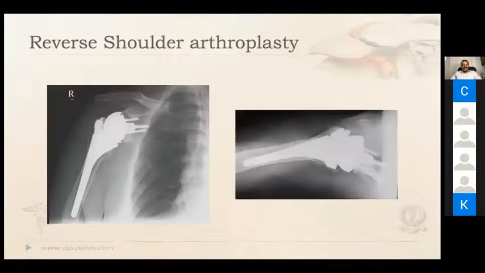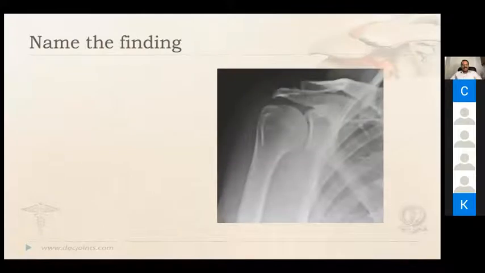So shall we go to some questions of what we saw, or recollect what we did? It's almost an hour now. What is the finding here on the X-ray? That's a sourcil sign. Good. And this indicates what? Rotator cuff dysfunction. Yes, chronic dysfunction. It's possibly not a rotator cuff tear. So when there is sclerosis underneath, you know that the rotator cuff is impinging.